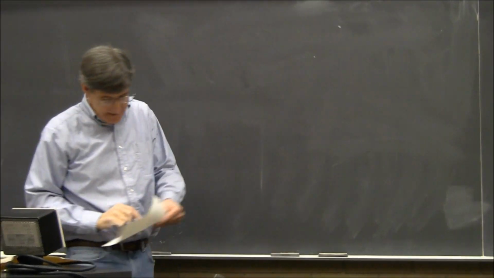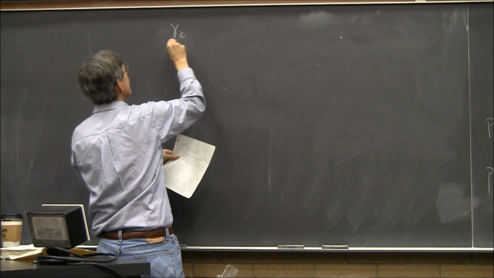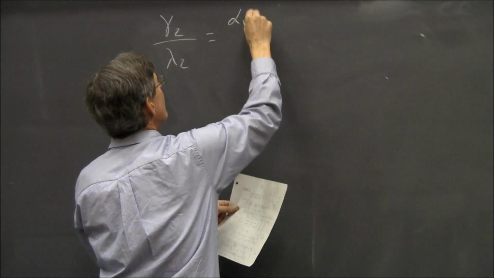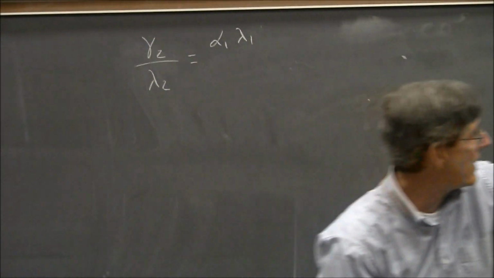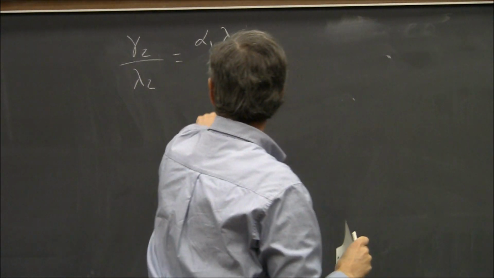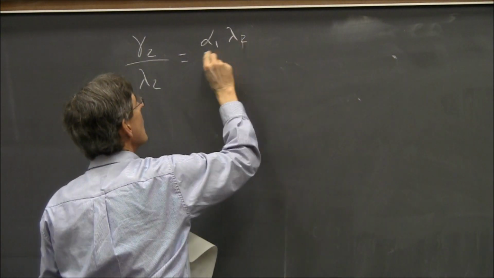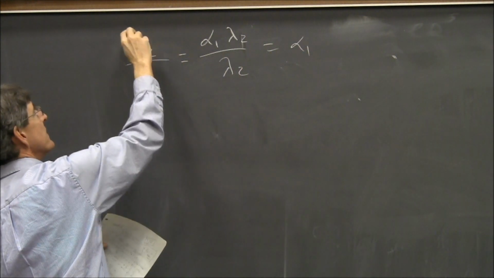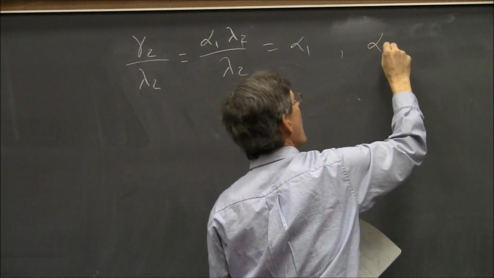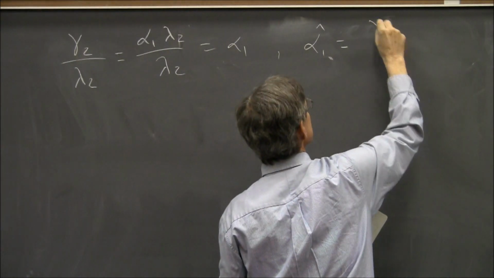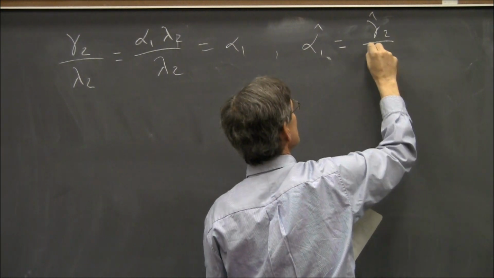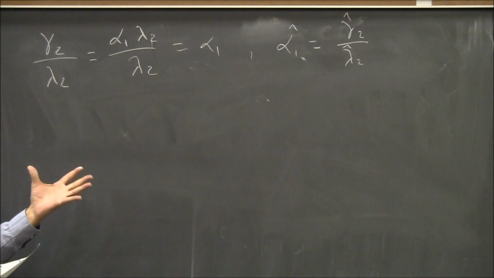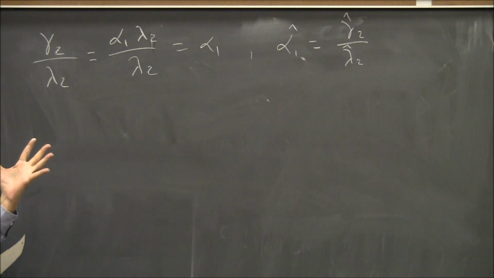So what you would do in this case is say, okay, gamma 2 over lambda 2 is alpha 1 lambda 2 over lambda 2, because that's what gamma 2 is over there. See that? That equals alpha 1. And I know this, so this hat over this hat is alpha 1 hat. So alpha 1 hat is just gamma 2 hat over lambda 2 hat, because I know those things from the reduced form. So now I've recovered alpha 1, one of my structural parameters.